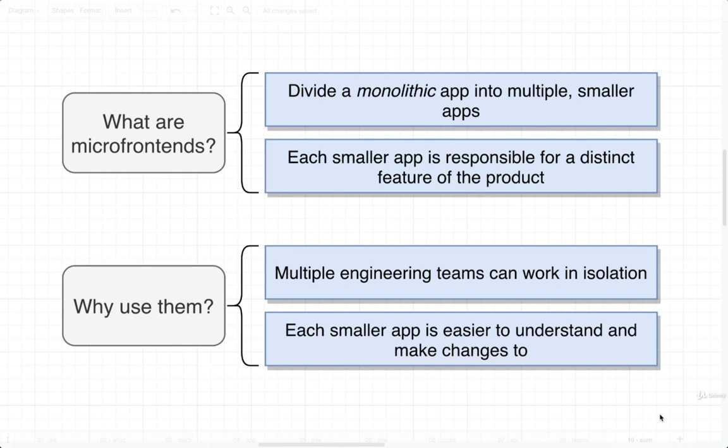So if engineering team A, or number one, makes some kind of breaking change to their app, it's not going to necessarily break some other part of our application. In addition, when we start to divide our application out into micro front ends, it makes each of these smaller parts a lot easier to understand and make changes to without accidentally breaking some other part of our app as well. Okay, so good intro. Let's take a pause right here and go a little bit deeper in the next video.